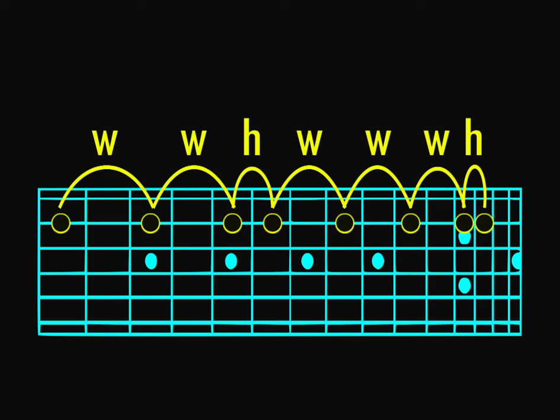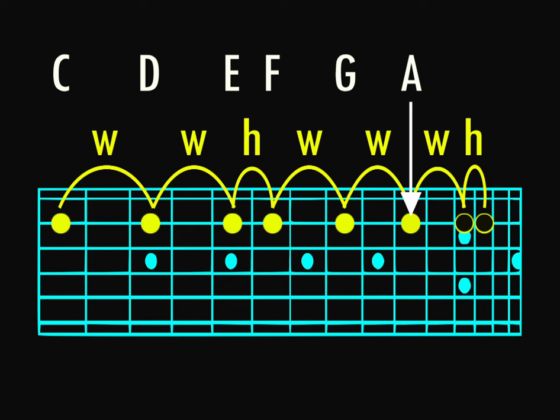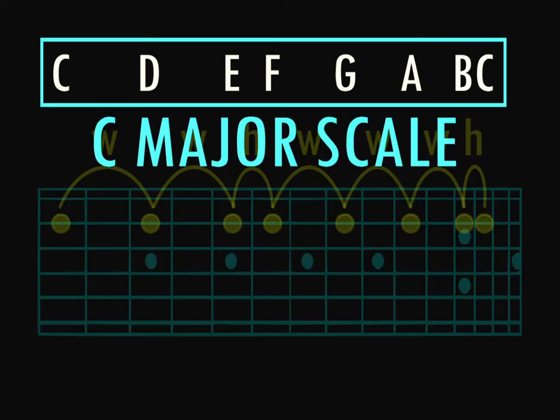If we start on this C note and follow the pattern, we will get this. This is our C major scale. And this can be done starting on any note, and then you will find the major scale of the note you started on. So here is the G major scale.